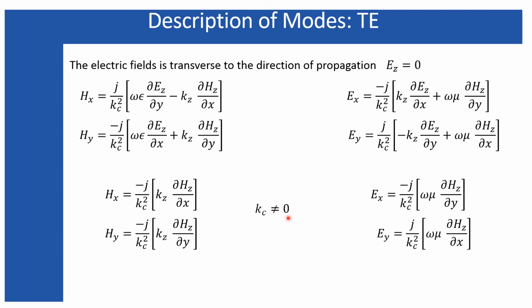But here you have to notice one thing, that Kc is not equal to zero, as we have observed for the TEM case. And the intrinsic impedance, you can easily figure it out, either Ex over Hy or Hx over Ey. If you take the similar ratio as I've taken for the TEM mode, the intrinsic impedance is a bit different than the previous one. So this is the expression for the intrinsic impedance.